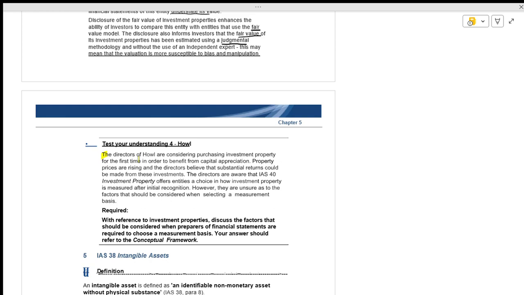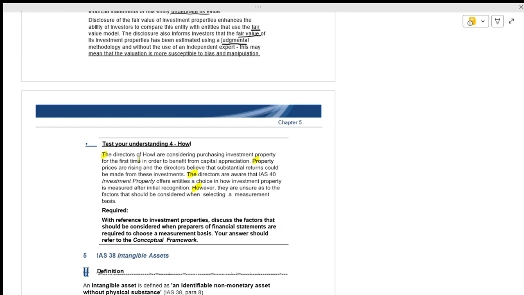We get a good amount of content to put the things in order. Property prices are rising, and the directors believe that substantial returns could be made from these investments. Next, the directors are aware that IAS 40 offers an entity a choice in how investment property is measured after initial recognition. However, they are unsure of the factors that should be considered when selecting a measurement basis.